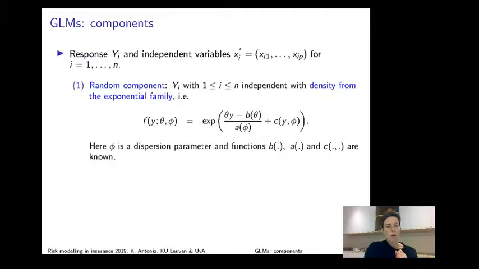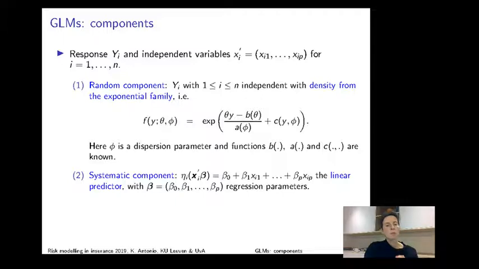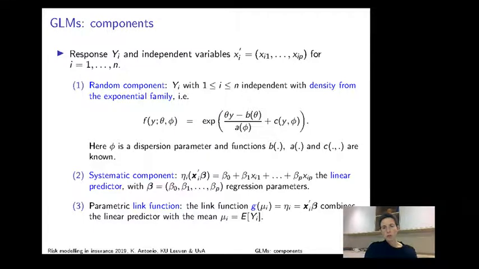Second, the systematic component, or the linear predictor, specifies the explanatory variables x1 up to xp in the model. More specifically, their linear combination in creating the so-called linear predictor. Third, the link function then specifies the link between the random and the systematic component. It says how the expected value of the response relates to the linear predictor of explanatory variables.